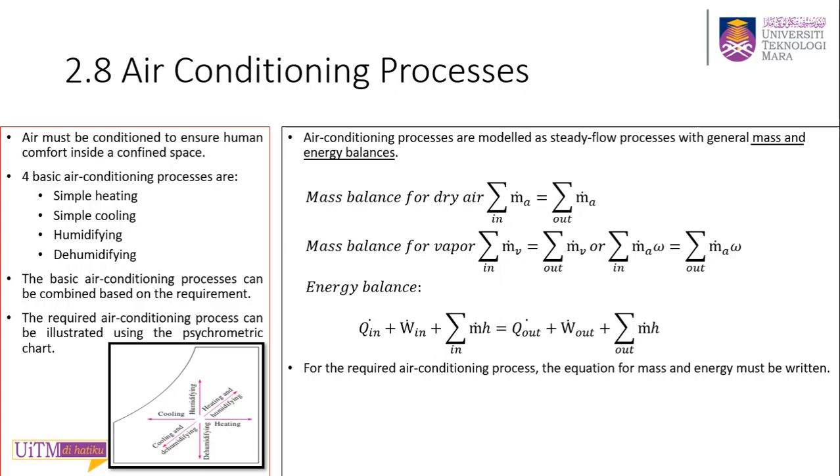Next, when we analyze the air conditioning processes, we have to use these three basic equations. The first two equations are basically the mass balance for dry air and also for vapor. What enters the system must be equal to what leaves the system, for dry air and water vapor. And then we must apply the energy equation, or the SFEE. So this equation is basically from the SFEE, however we have neglected the kinetic and potential energies. All of these three equations must be written when we want to analyze air conditioning processes.